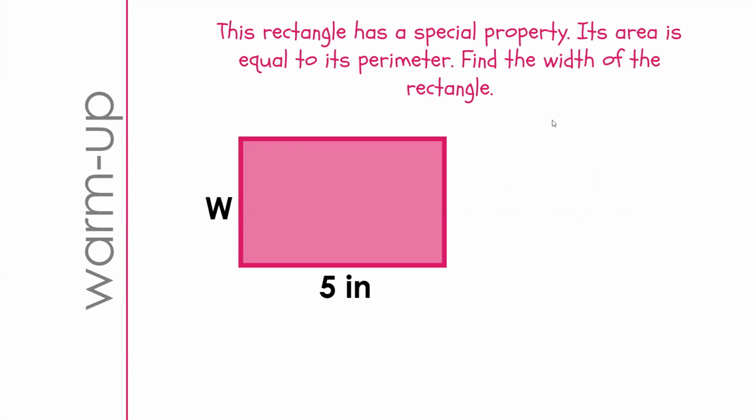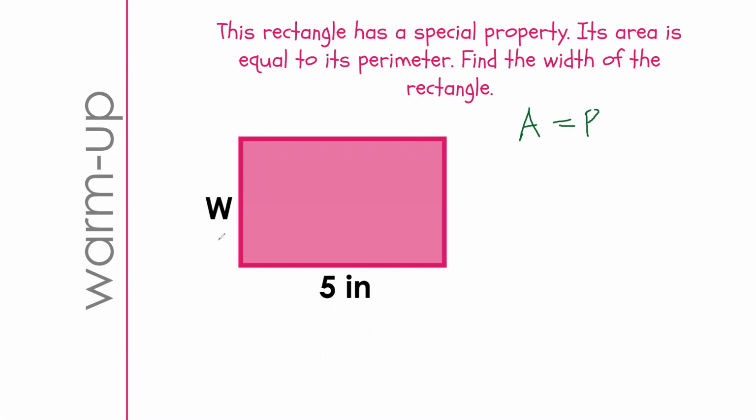This is our warm-up. So this rectangle has a special property. Its area is equal to its perimeter. Find the width of the rectangle. So from what it says up here, I know that the perimeter is equal to its area. So that's what I'm going to write. Area equals perimeter.